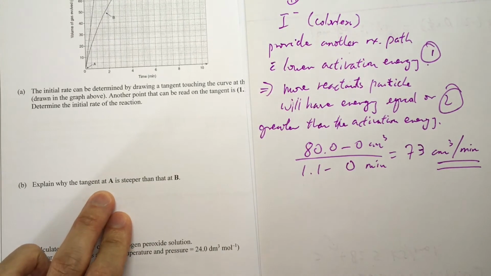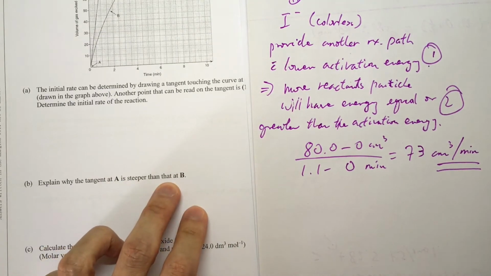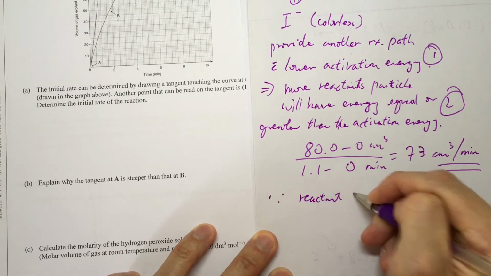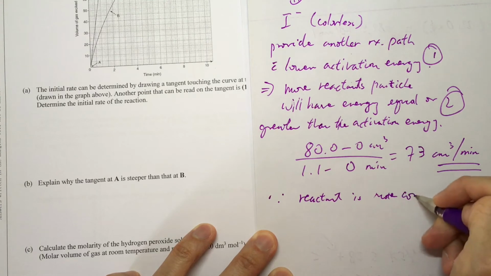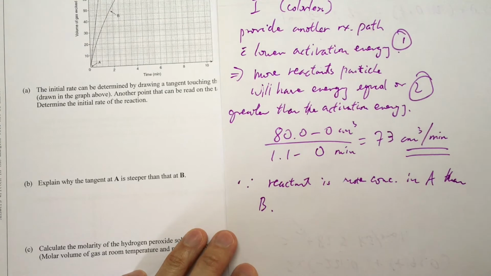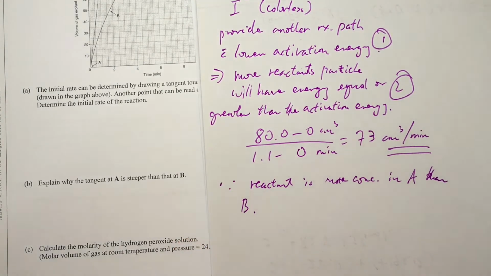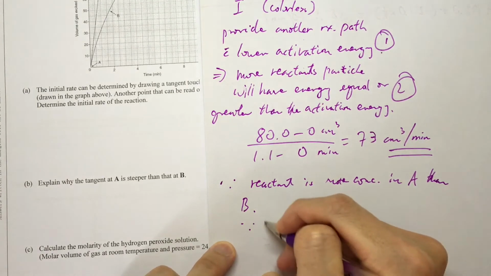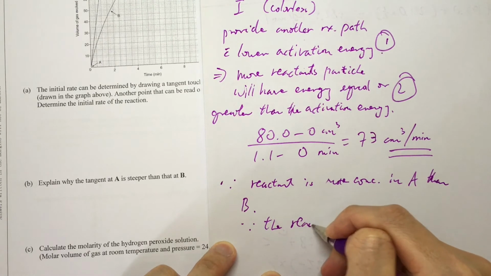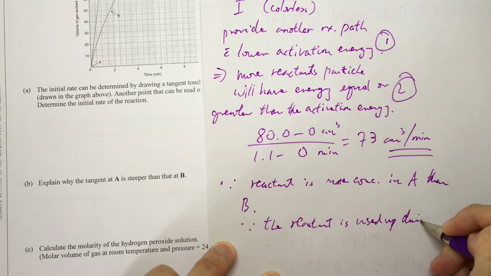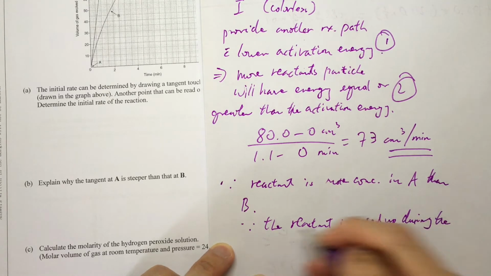Why is tangent A more steep than B? Because the reactant is more concentrated in A than B. Okay, the concentration of reactant will be higher, okay? Because the reactant is used up during the reaction.